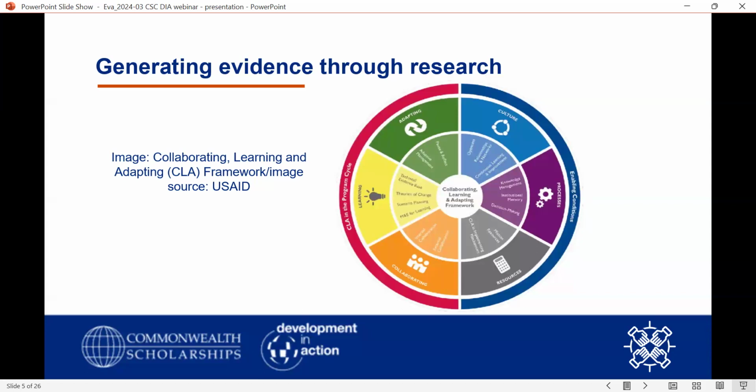And in the learning part, we generate evidence. We generate evidence from the monitoring findings, scenario planning, theories of change, and technical evidence base like research, studies, assessments, and reports. And adapting and learning: this is the most important part for utilizing research to change people's lives.